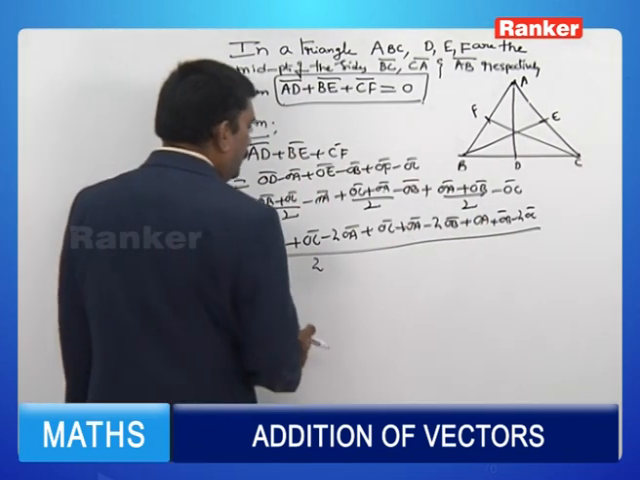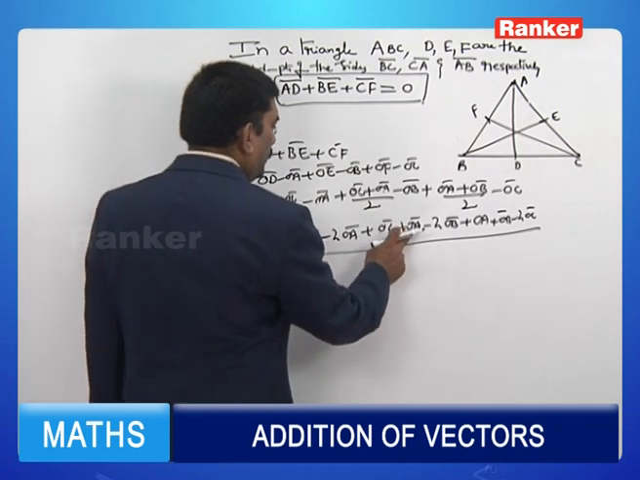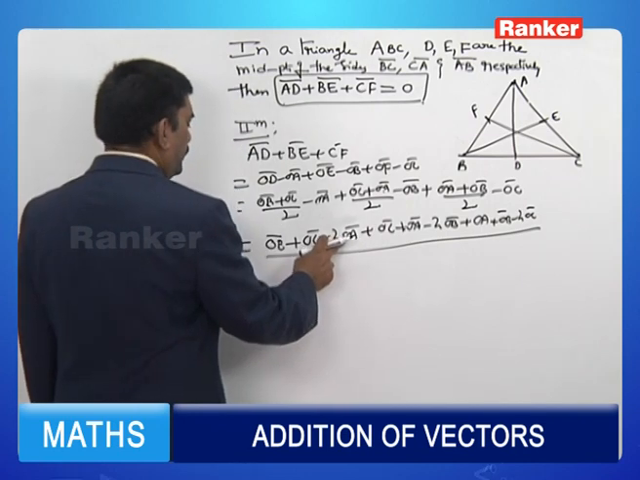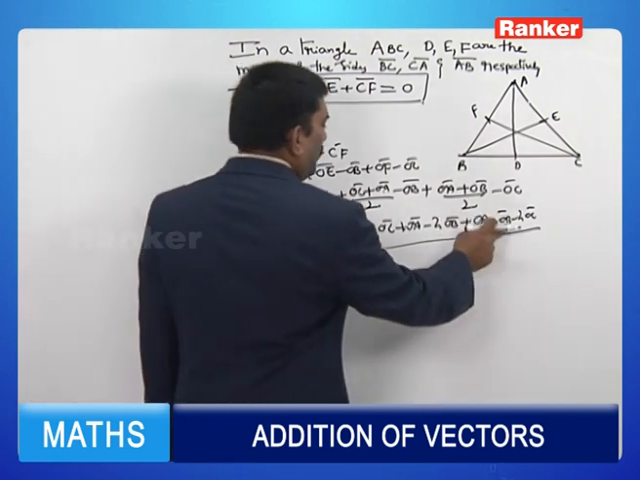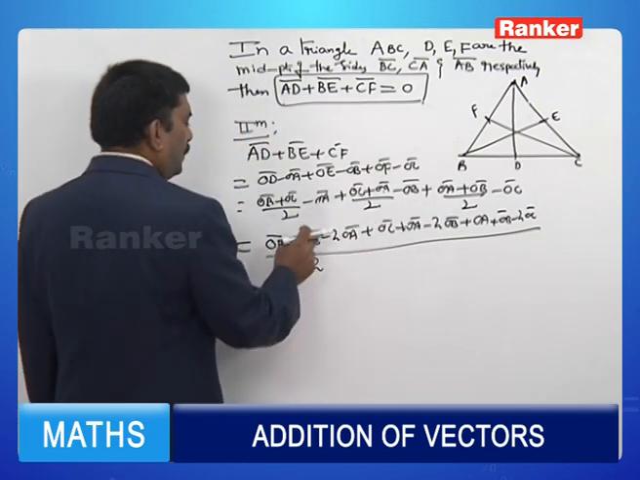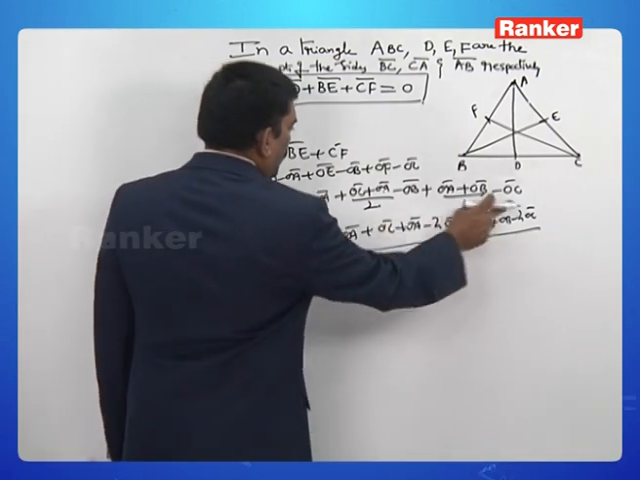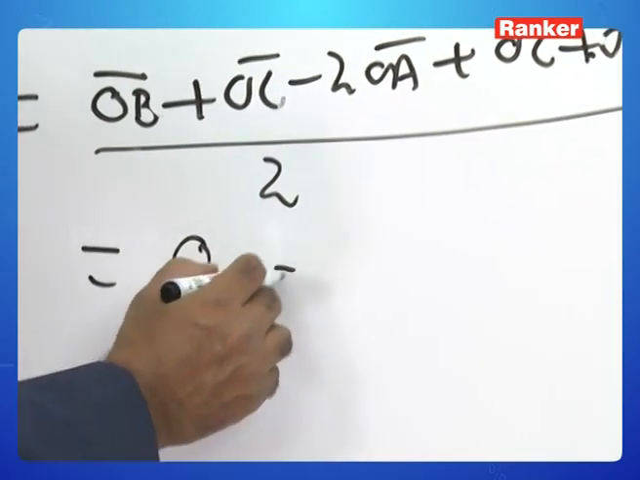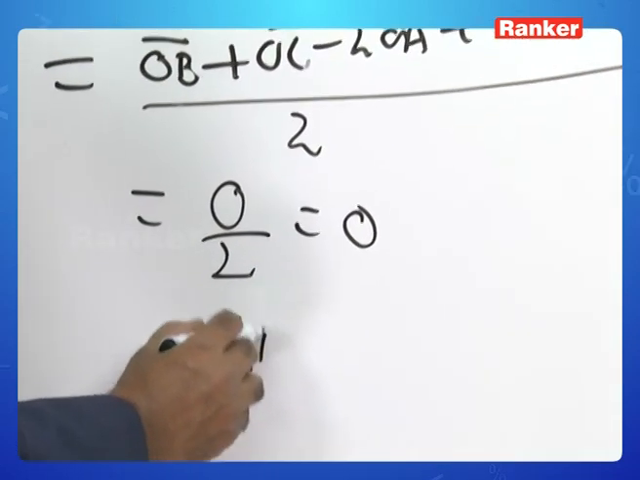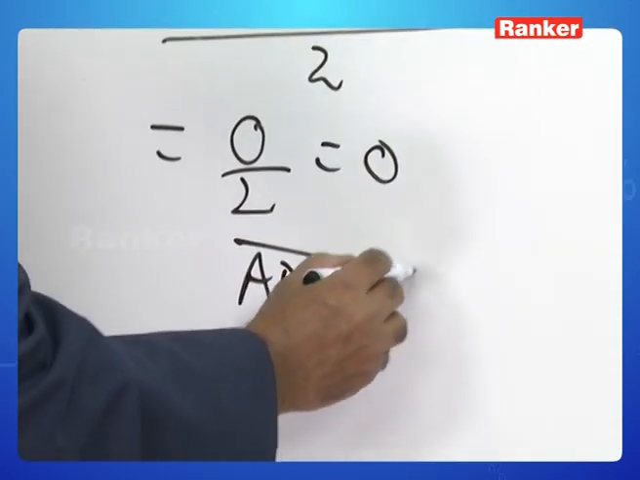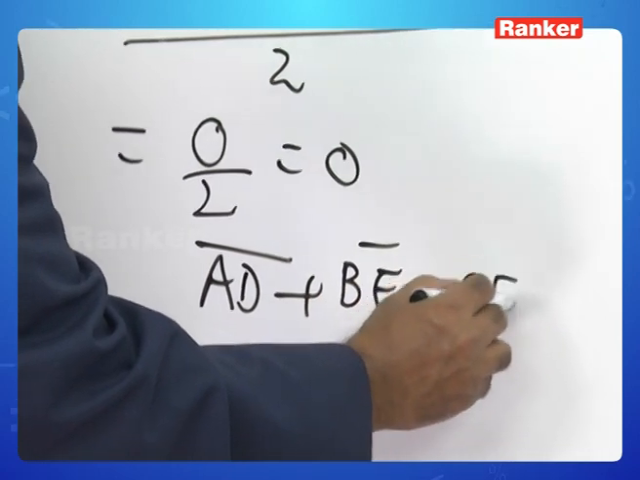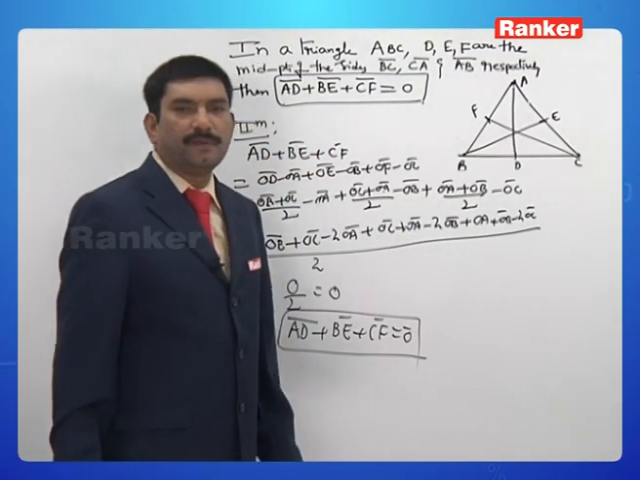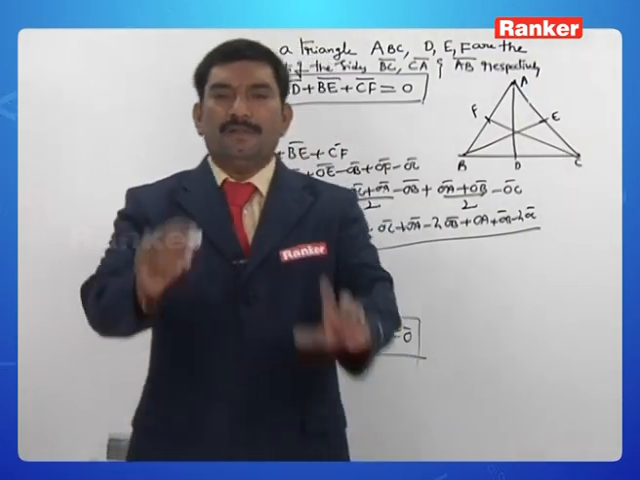So therefore, now look here. This 2 OA bar, this 2 OA bar get cancelled. OB bar minus 2 into OB bar, OC bar minus 2 into OC bar, all terms get cancelled. 0 by 2 is equal to 0. Thus, we have proved the vector addition of the medians of a triangle is always equal to null vector, or 0. And this is the second method.